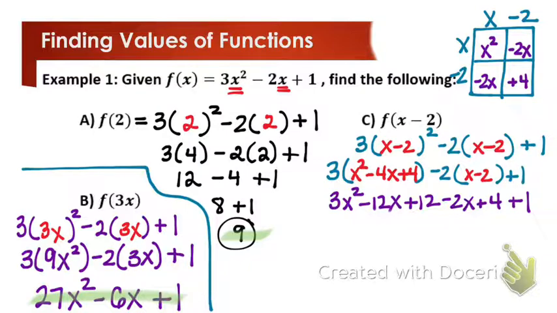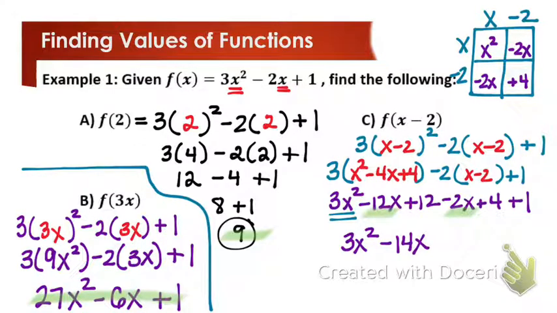So we only have one x squared. So now we need to look for x's. So do I have a like term with negative 12x? What can I add to negative 12x? Negative 2x. Good. So we're going to add these two together. And what will that give you? What's negative 12x plus negative 2x? Negative 14x.